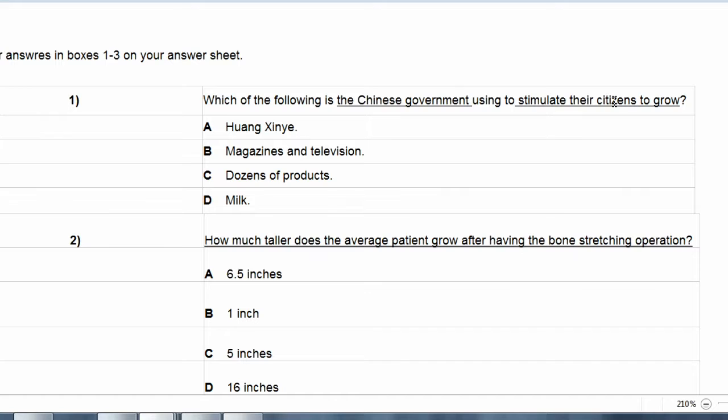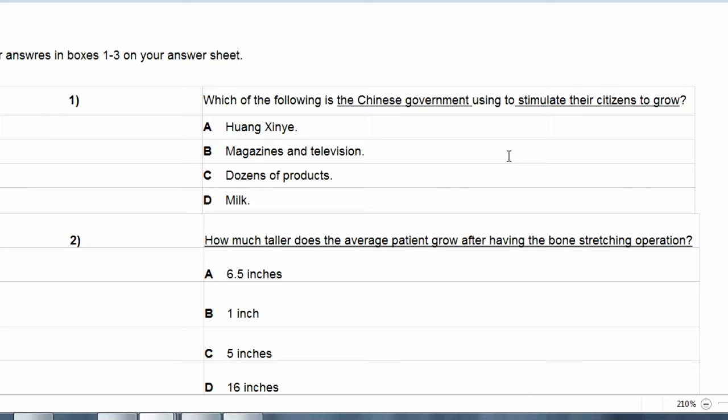Alright, so we have to underline the keywords. So these are the keywords: the Chinese government stimulate their citizens to grow. Now these are the options. Look at the options: Huang Xinye, magazines and television, dozens of products, and milk. Now we know that we are looking for something which the Chinese government is doing for the citizens to grow. Let's use our technique, which is scanning and then skimming.